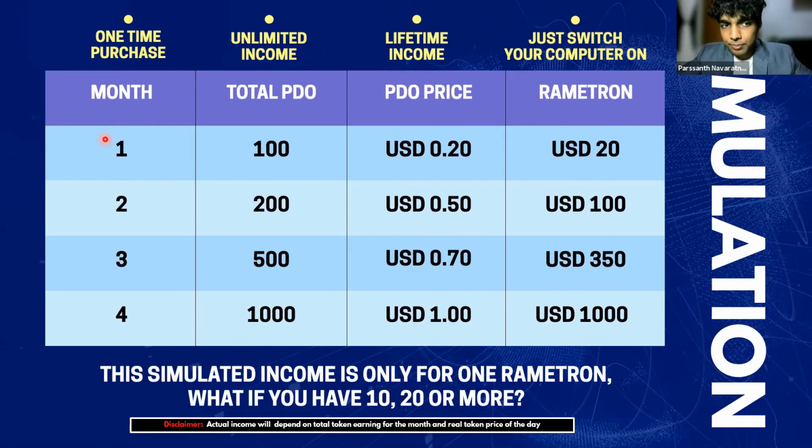So in the first month, the total Panda tokens that your Ramatron generates, right? Because it's helping quite a number of people stream, helping quite a number of people upload videos. Your Ramatron here generates 100 Panda tokens. The value of the Panda token starts at 20 cents USD. Now your Ramatron here generates $20 US dollars, $20.